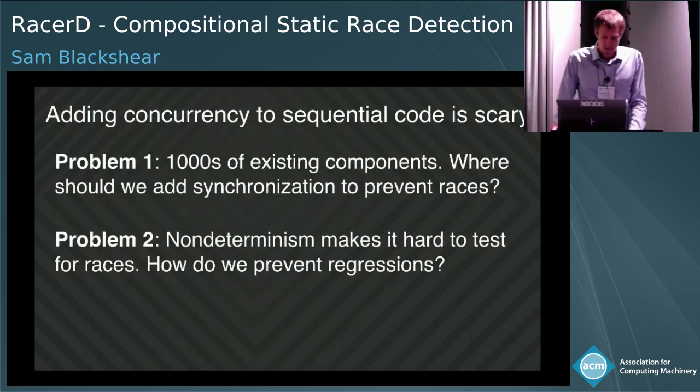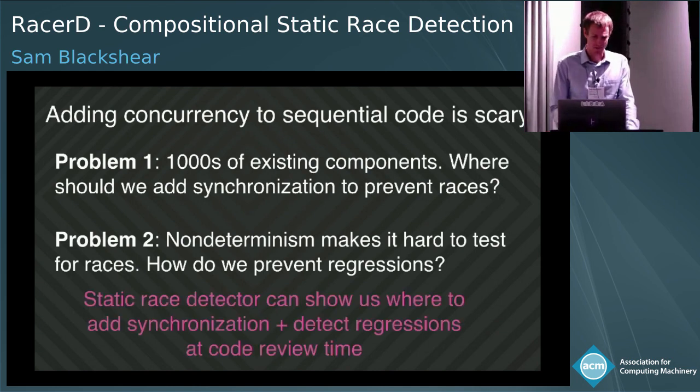So these are both pretty hairy problems, but I think people in this room would have a better idea of how to solve this than most. If you have a static data race detector, then it can show you where you need to add synchronization in the existing components in order to prevent data races. And if you run it at code review time, you can also say, hey, it looks like this code change has introduced a data race, and you can block that code change until the developers actually fix the problem.